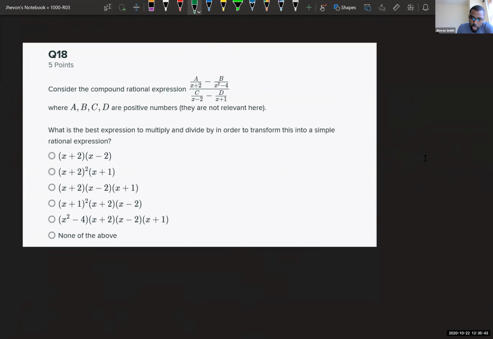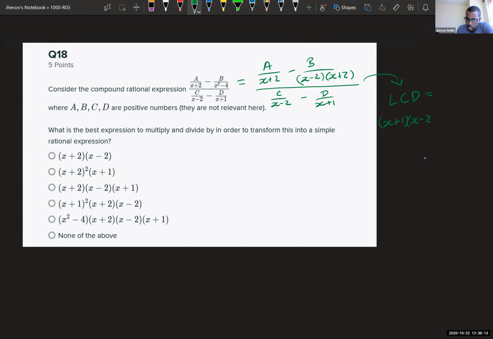So just notice that this is a over x plus 2 minus b over x minus 2, times x plus 2, all over c times x minus 2 d over x plus 1. This leaves us with the LCD, which is the product of all the factors that you would see. So it's x plus 1 times x minus 2 times x plus 2. Looks like that one.